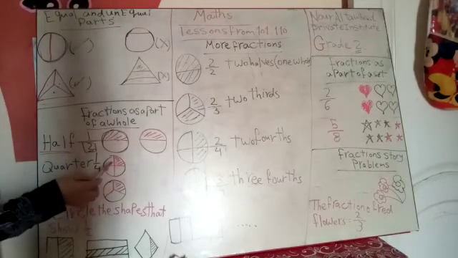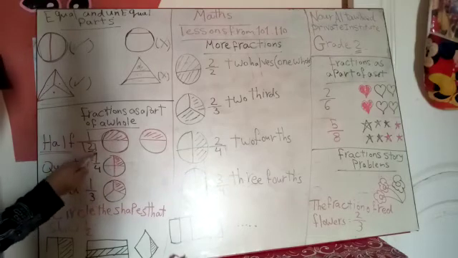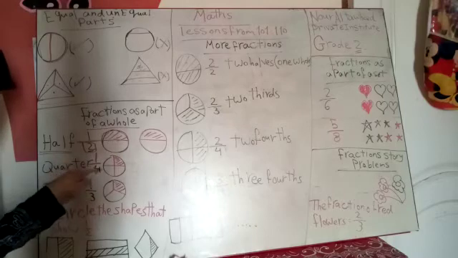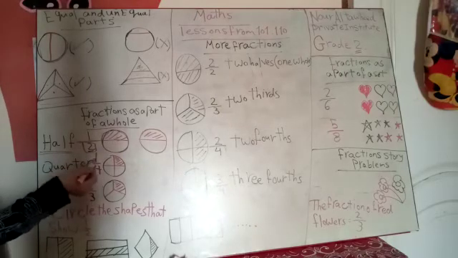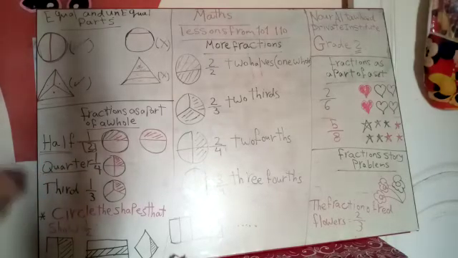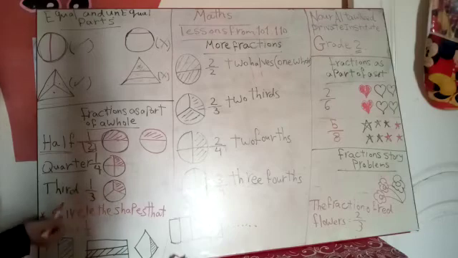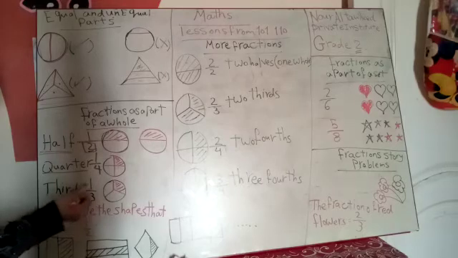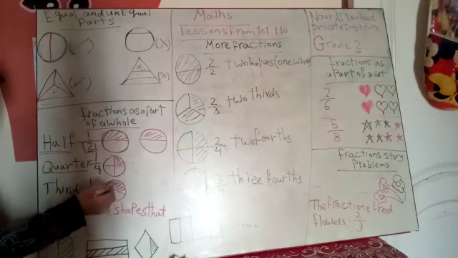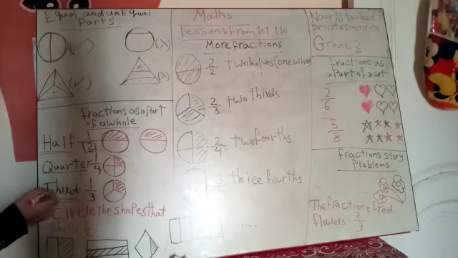If we divide this pizza into 4 equal parts and we eat one part from these 4 parts, we can write it as a fraction 1 over 4, and we can read it as a quarter. The third example, if we eat one part from 3 equal parts of this pizza, we can write it as a fraction 1 over 3. We eat one part from these 3 equal parts, and we can read it as a third.